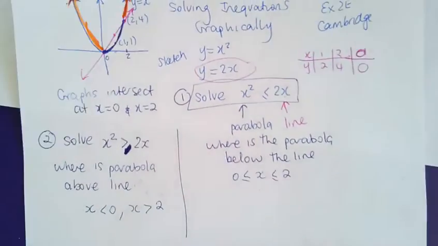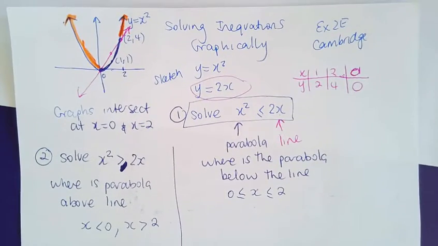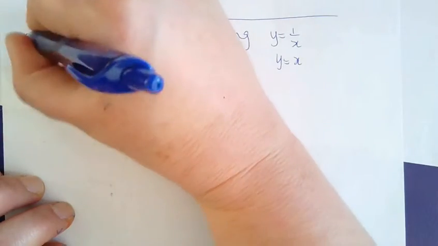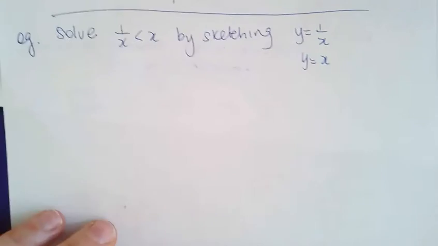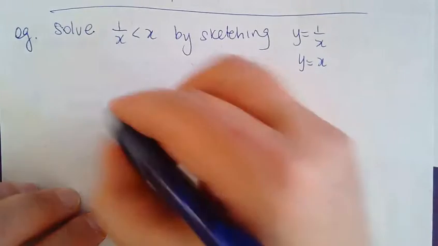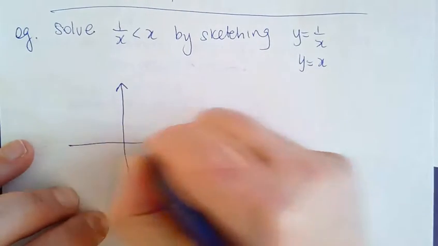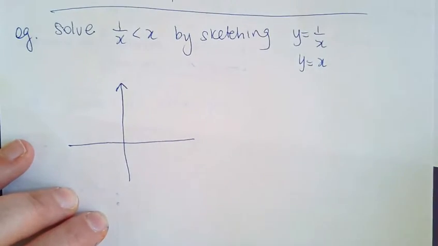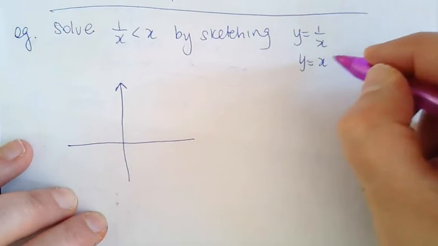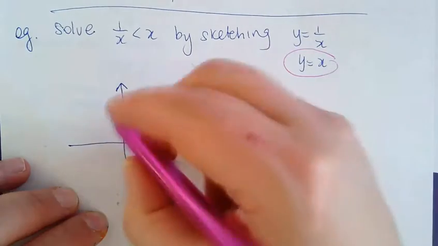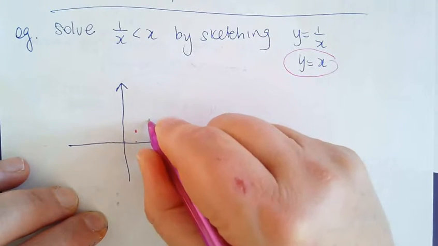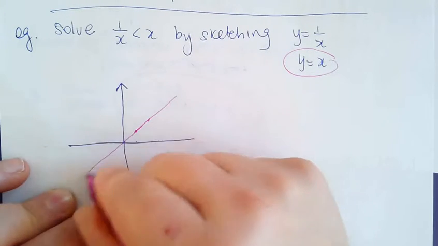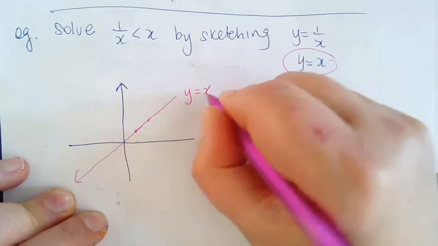All right, so solve 1 on x is less than x by sketching y equals 1 on x and the line y equals x. All right, let's do y equals x first. Is that easy? Let's do y equals x. I'll do that one in pink. When x is 1, y is? When x is 2, straight line. Straight through the middle. Y equals x.